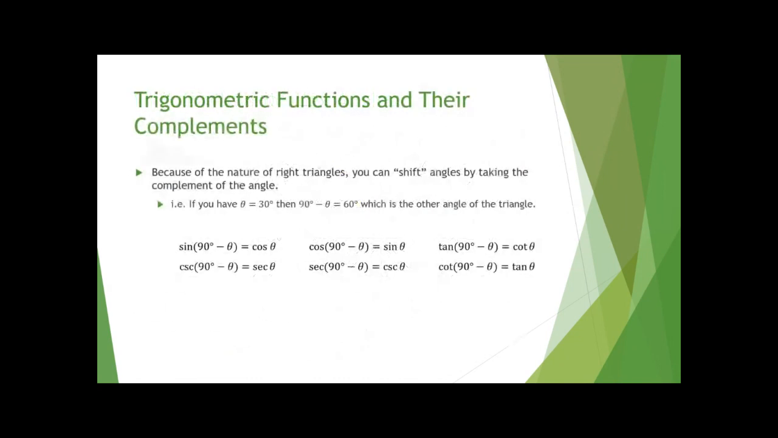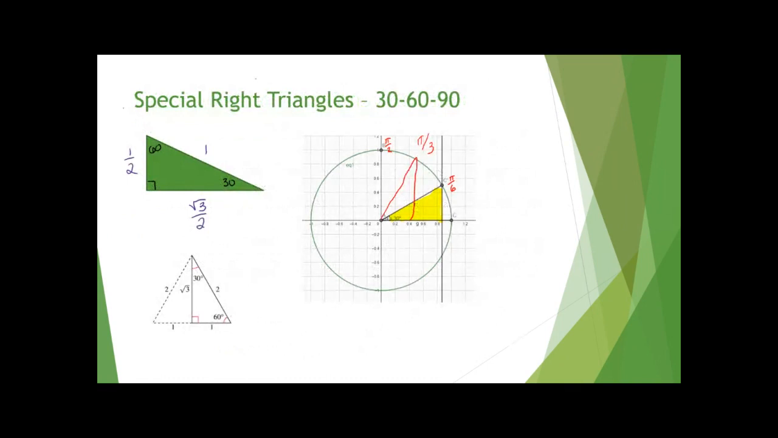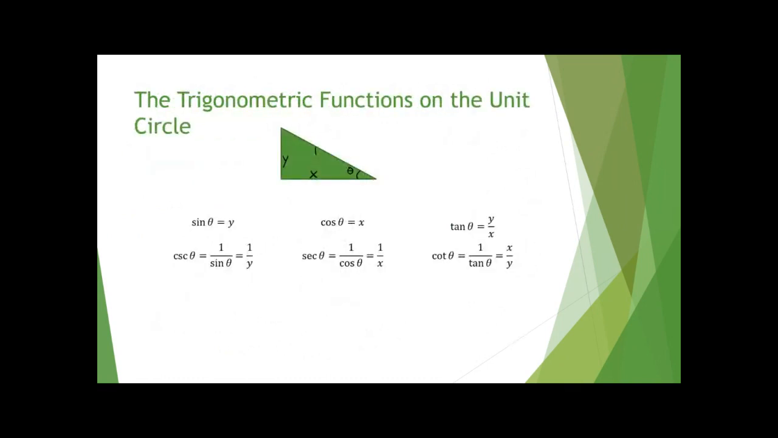So I'm going to go back to here. Sine is the y value. Cosine is the x value. And then tangent is y over x. So you can use your x and y values now that you have your triangle. Otherwise, you can use SOHCAHTOA.